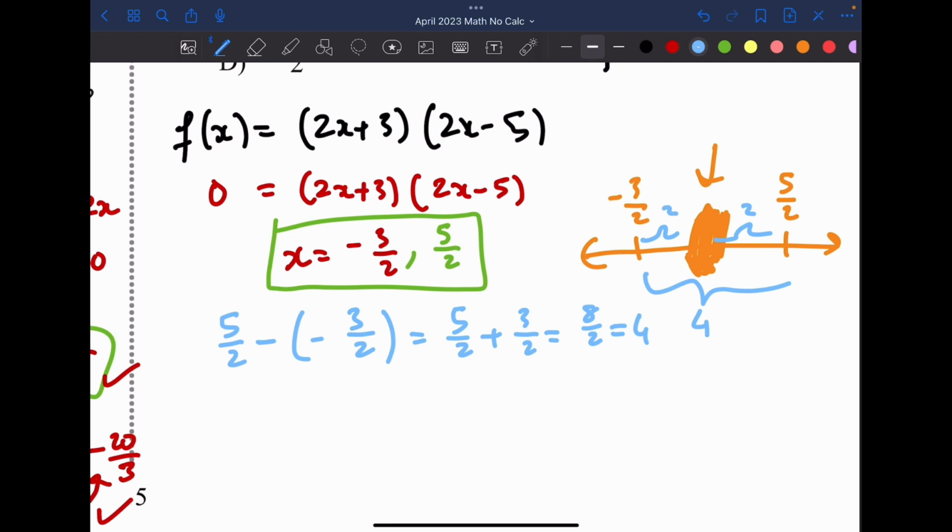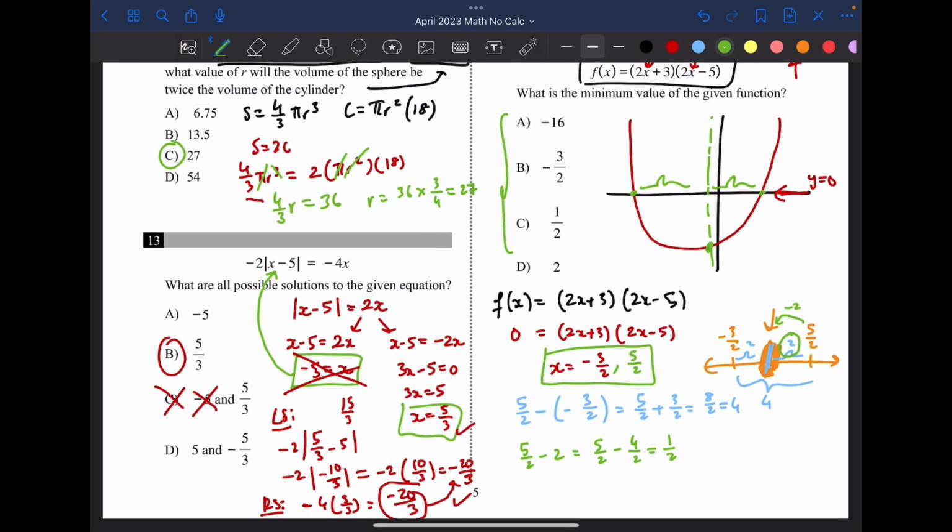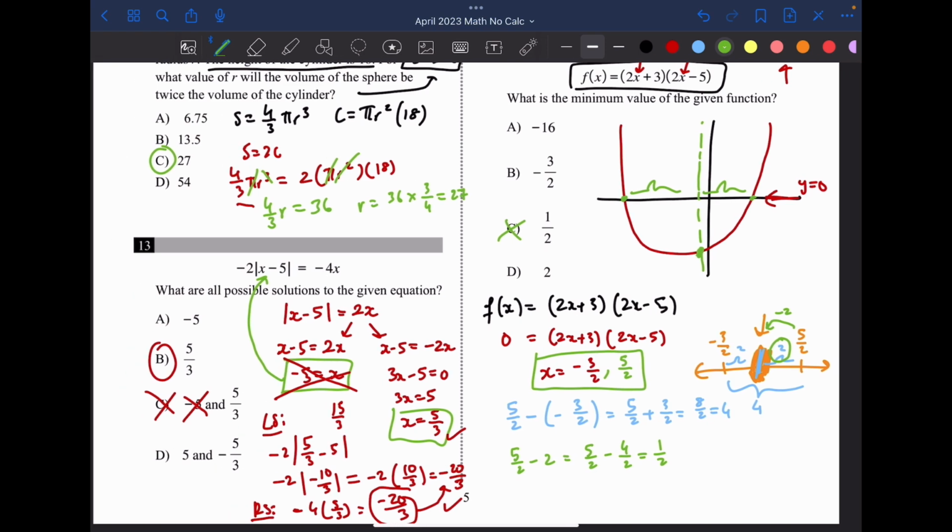Okay, pretty simple. Now let's find where the middle point is by going 2 backwards from 5 over 2. Since this is a distance of 2, let's subtract that from 5 over 2. So 5 over 2 minus 2 is the exact same as 5 over 2 minus 4 over 2, because I want a common denominator. And then this would be 1/2. Okay, so if you look at the options here, is 1/2 a possible answer? Yes. Is it the correct answer? No, because we're not done yet. This is a trick question. Take your time. Don't do it fast.